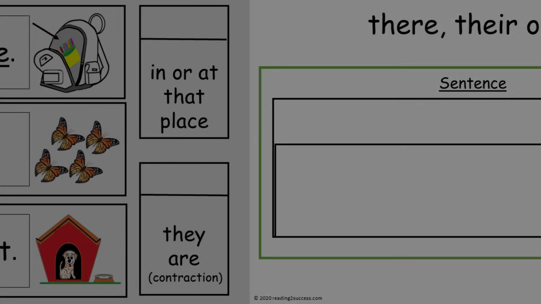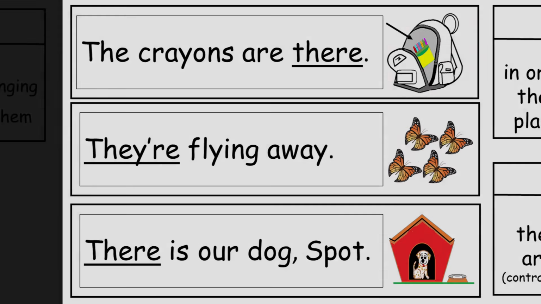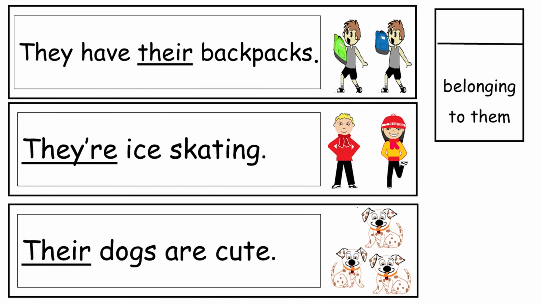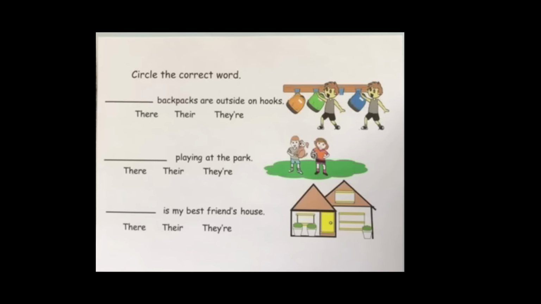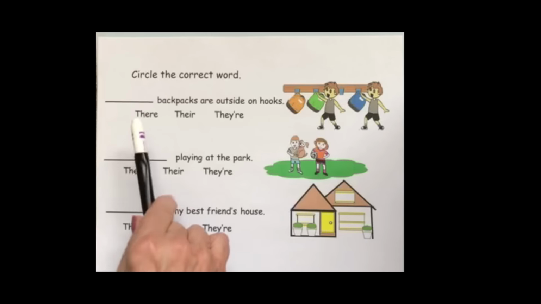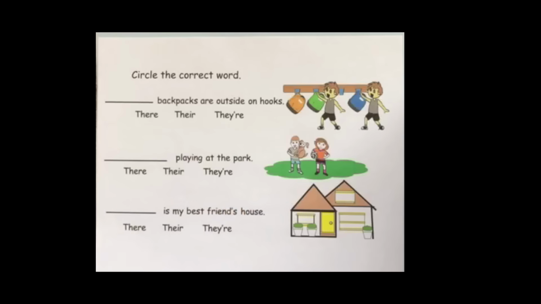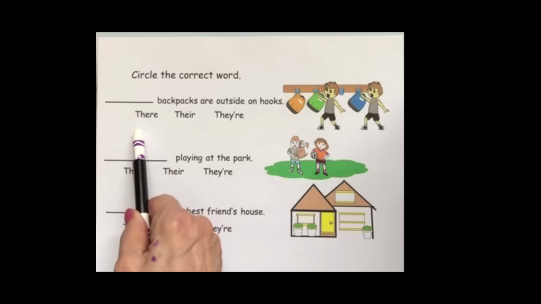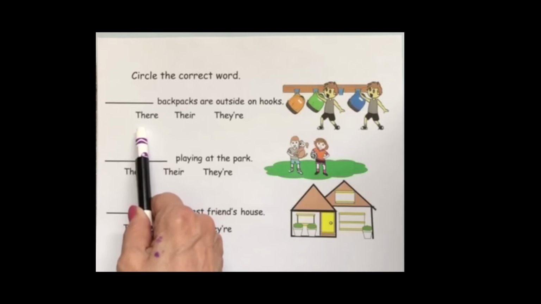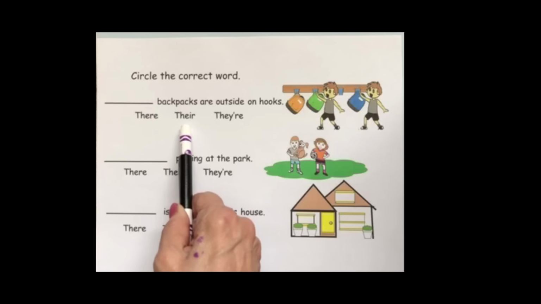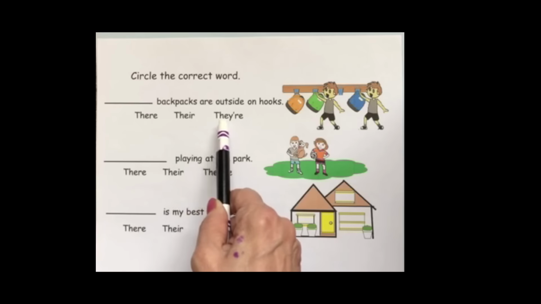These are the three templates that were used in the last demonstration. In this activity, we're going to have kids circle the correct word: there, their, or they're. They all sound the same, so we have to remind them of their meaning. There means in or at that place. Their means belonging to them. They're means they are. It's a contraction.